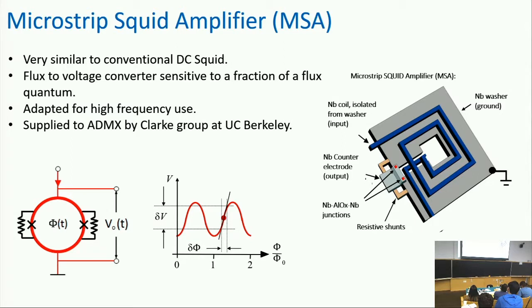A DC SQUID you can think of as a flux-to-voltage transducer, which is very sensitive to flux, because flux through a superconducting loop is quantized in units of the fundamental flux quantum. As you move by one flux quantum, the voltage swings by its full range and then comes back down again. So you're sensitive to a tiny fraction of one quantum of the magnetic field. Generically, this is the simple electrical diagram, but in reality, things look a little more like this, where this gray ring is the ring of superconductor, and the Josephson junctions where the voltage develops are down here, and these are shunt resistors, which are necessary to make the whole scheme work.